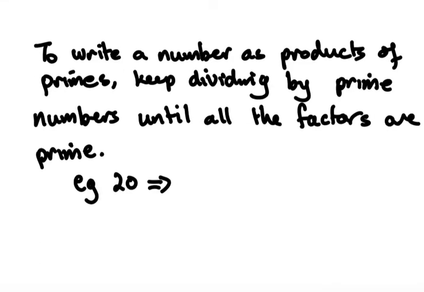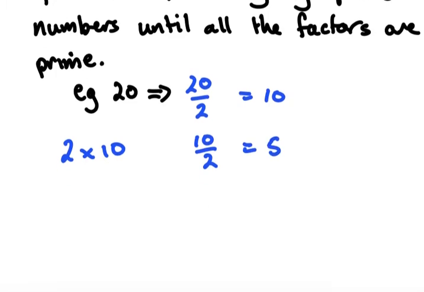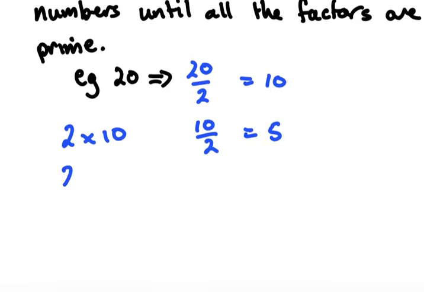So to write a number as products of primes, we keep dividing by prime numbers into all the factors of prime. So let's take this example of 20. Well, 20 can be divided by 2. That gives an answer of 10. So 20 is made up of 2 times 10. Now 10 is not prime. So you go, well, 10 can be divided by 2. 10 divided by 2 is 5. So 10 is made up of 2 times 5.